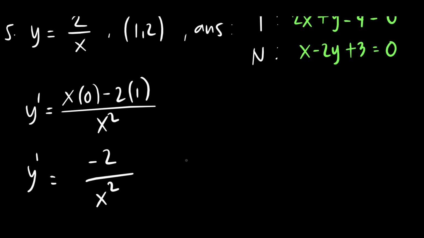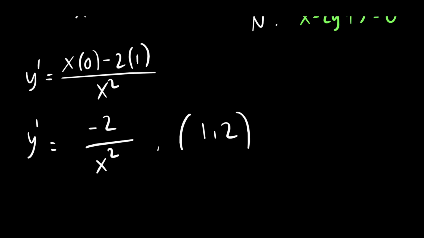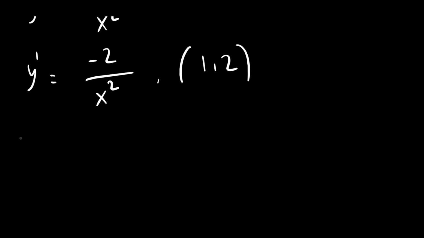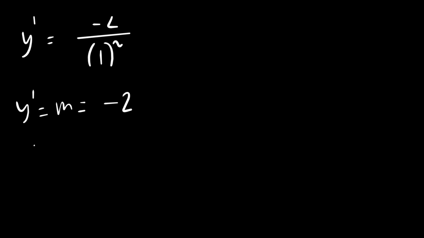So at point (1, 2), y prime is equal to negative 2 all over 1 squared. So y prime is equal to m, which is negative 2 all over 1 squared. 1 squared is just 1, so negative 2 all over 1 is just negative 2. Next, we'll find its tangent.